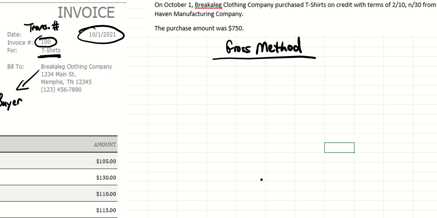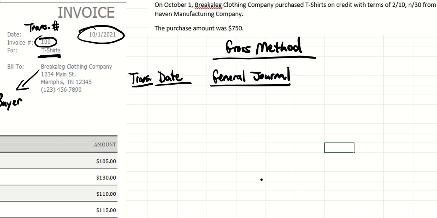So when it comes to the gross method, we're just pretty much going to record the purchase that occurred on October 1st. So I'm going to set up this general journal here with the date. I'll put on here transaction number. And then I'm going to put on here general journal. This is where I'm going to put the account description under. Then we have debit, good old debit and credit.